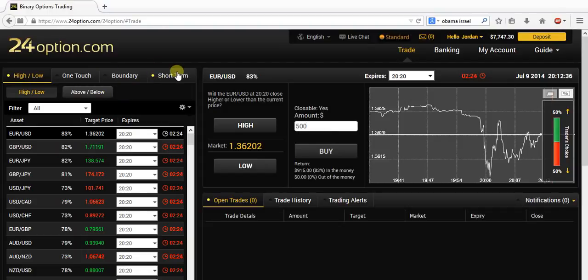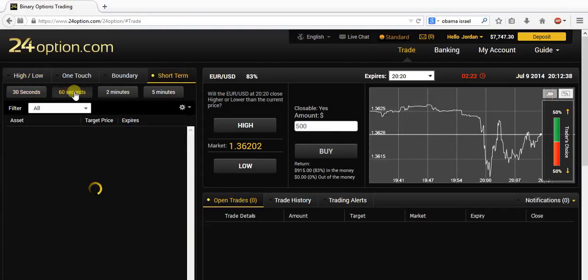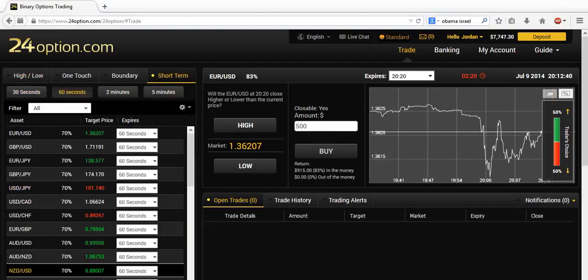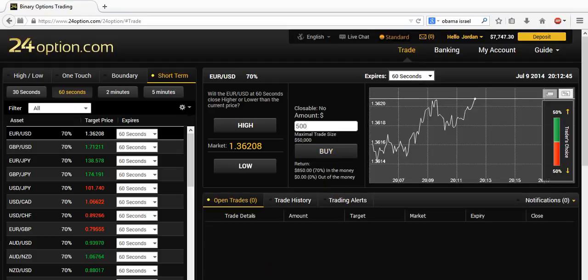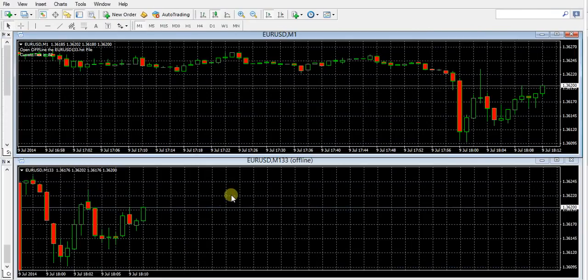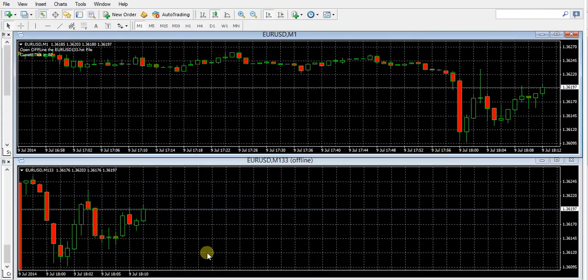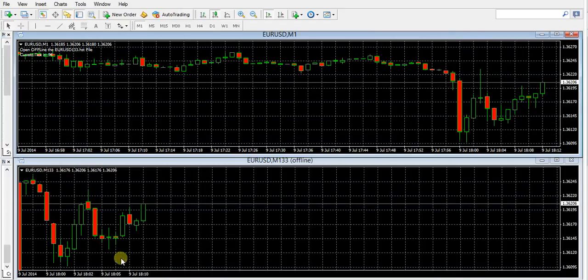Let me just make sure here. I wasn't on short-term 60-second trading. Euro-US dollar. Okay, we may have confirmation of the trend here. But these are kind of smaller volatility, smaller price fluctuation, but it's starting to look good.